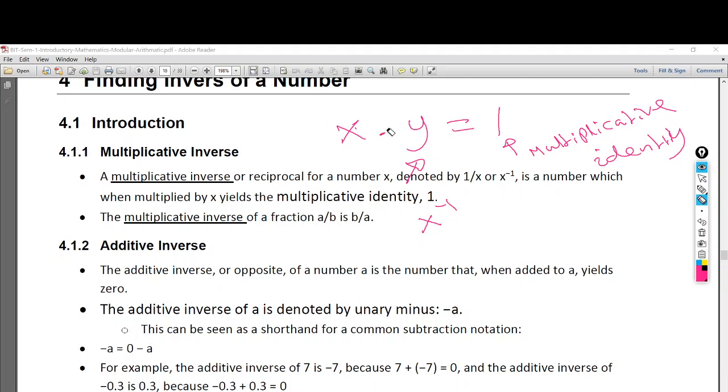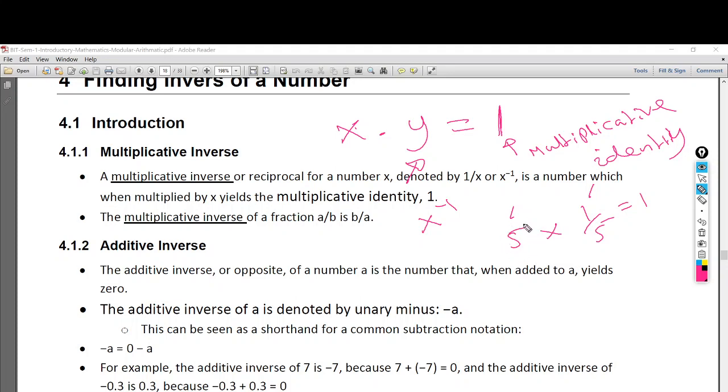So this is multiplication, the inverse with respect to multiplication. What is the inverse of a number with respect to multiplication? 1 over that number, right? If it is 5, the multiplicative inverse is 1 over 5, because when you multiply 5 by 1 over 5, you get the multiplicative identity. The multiplicative identity is 1. So 5 inverse is 1 over 5.